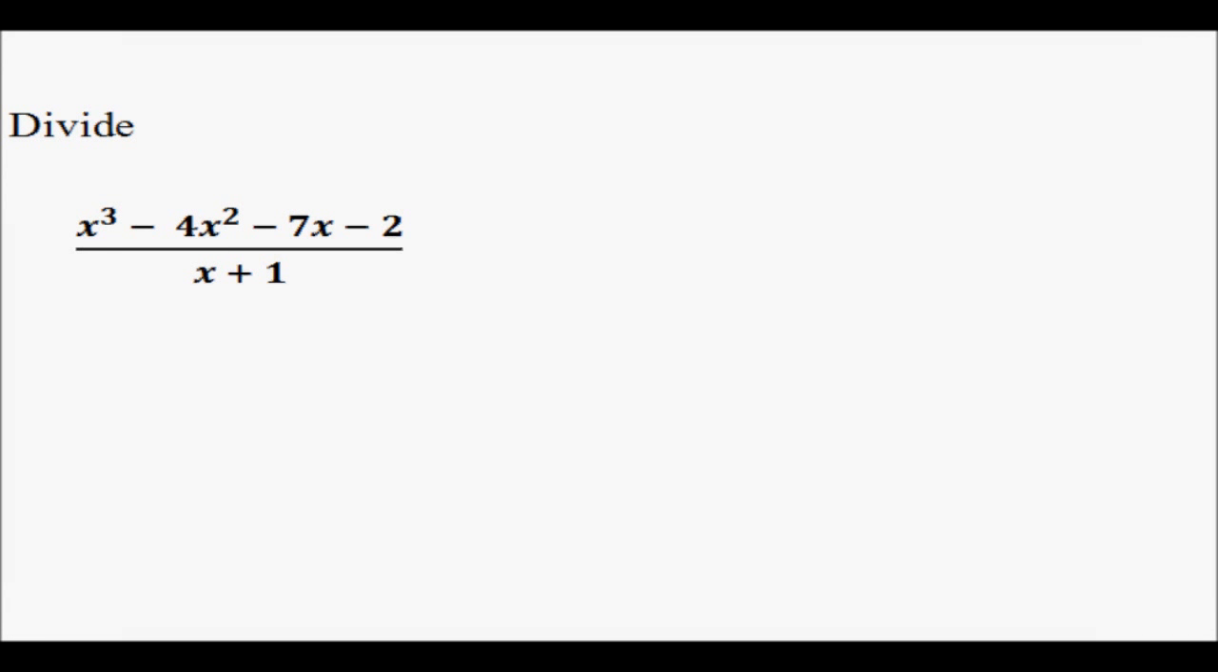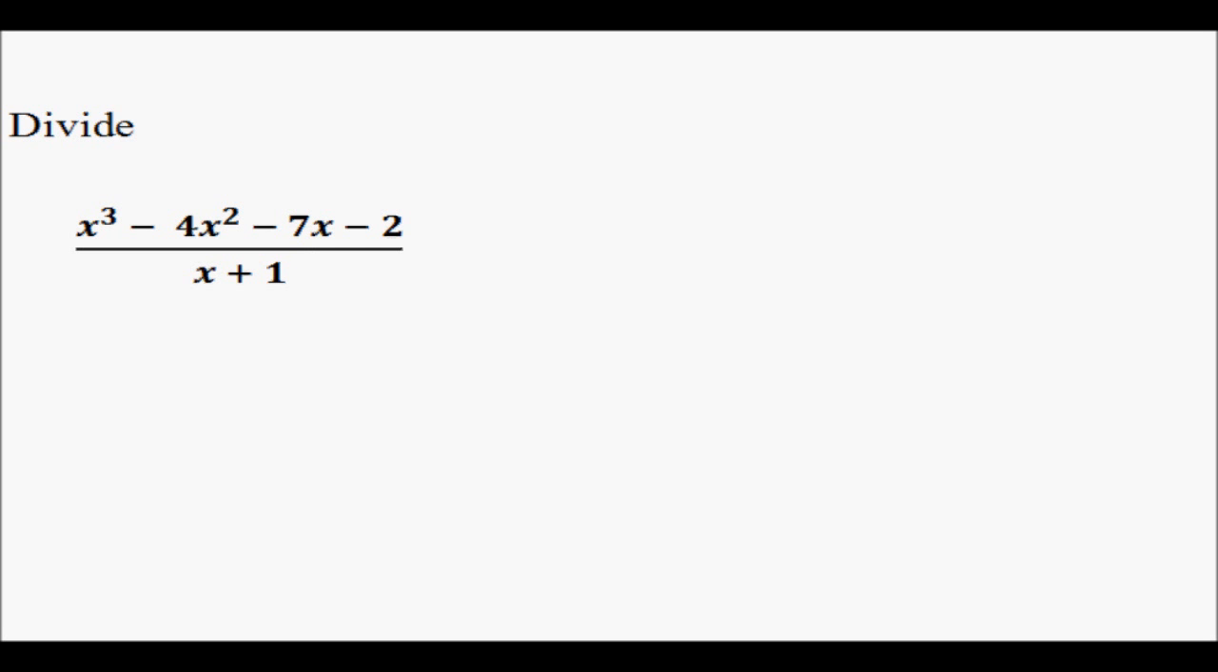Alright everybody, we want to do another division of polynomials. And the steps are just the same that we used before. The only difference is now we're dividing our divisor, in this case x plus 1, into a third degree polynomial that has 4 terms. But don't worry, the steps are just the same as we did before. So let's go through those.